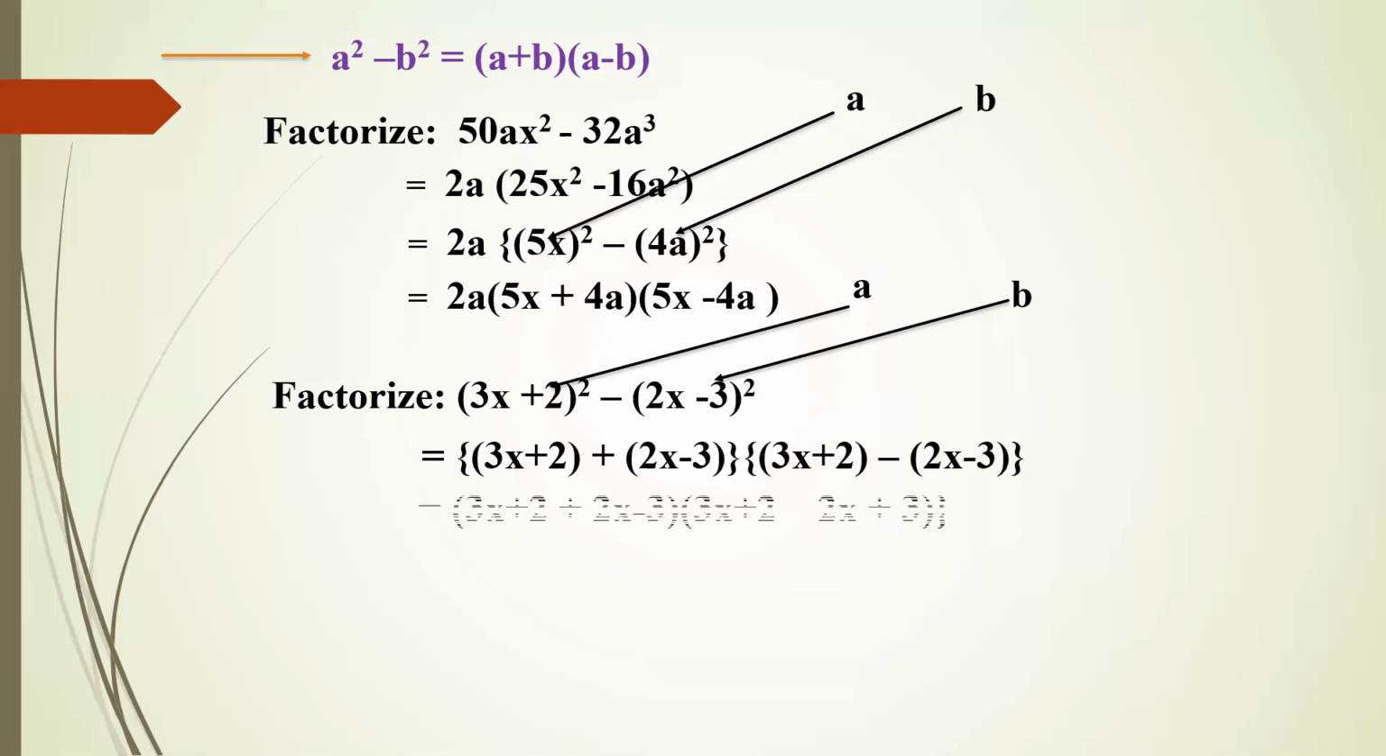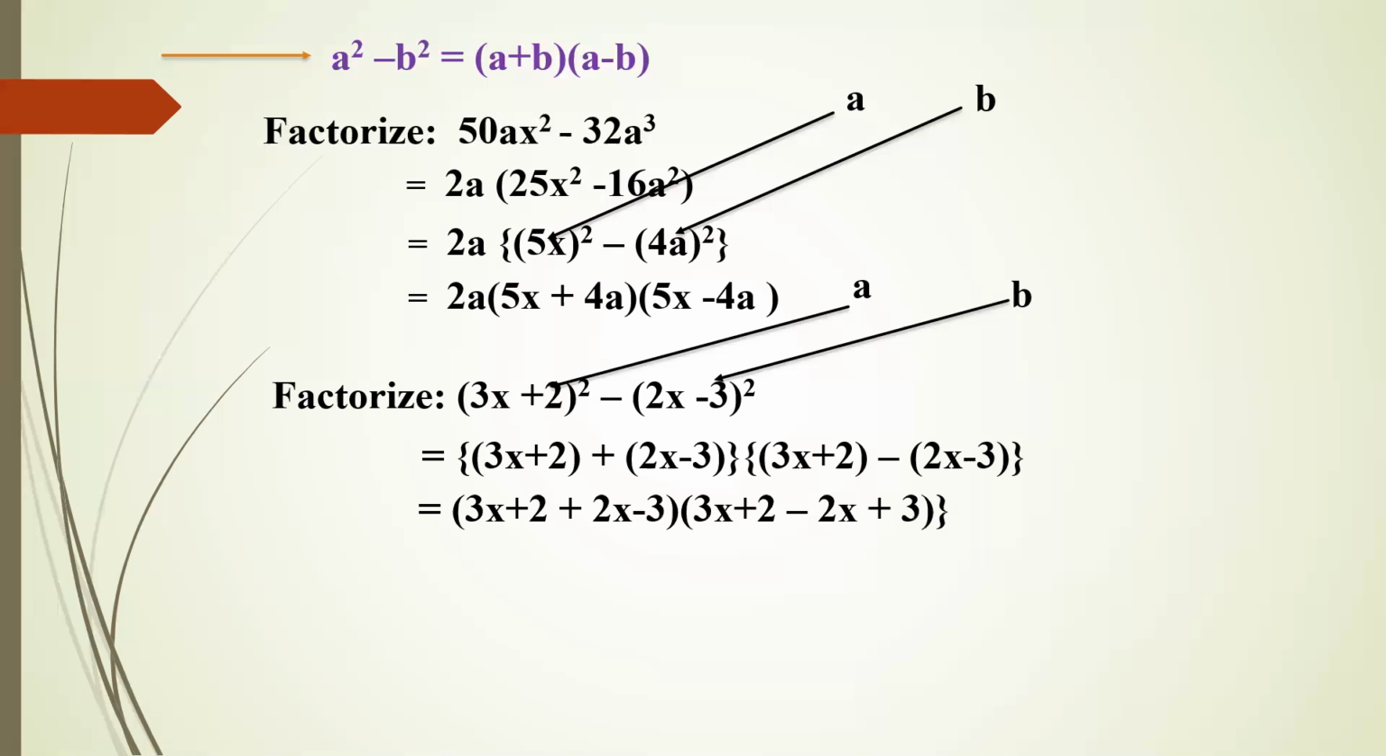Now, let's simplify this. 3x plus 2, let's open the bracket. 3x plus 2 plus 2x minus 3. Since there's a plus, no change in the sign. But in the second bracket, look at there. 3x plus 2 minus 2x. Now, minus 3 becomes plus 3. Why? Because minus is outside and we are multiplying by the minus.